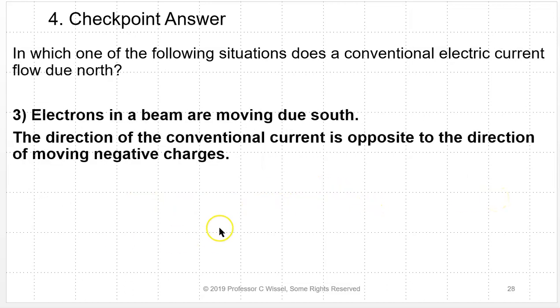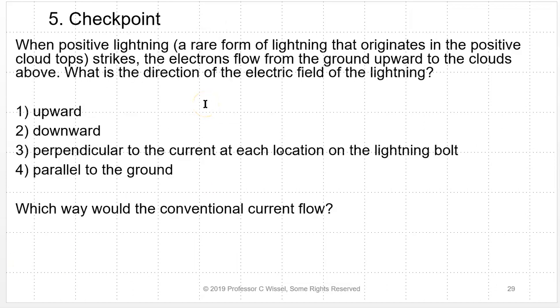So the correct answer to that one is the electrons in a beam are moving due south. The direction of the conventional current is opposite the direction of moving negative charges. When positive lightning, which is a very rare form of lightning that originates in the positive cloud tops, strikes, the electrons flow from the ground upward to the clouds above. What is the direction of the electric field of the lightning? Also, which way would conventional current flow?